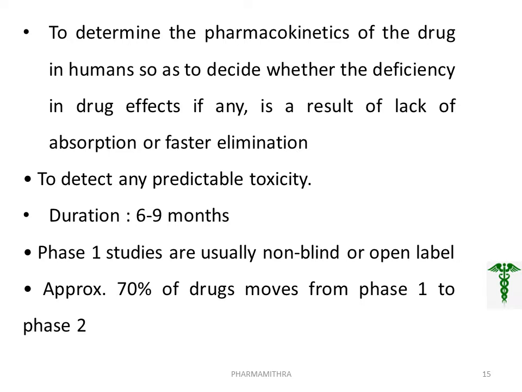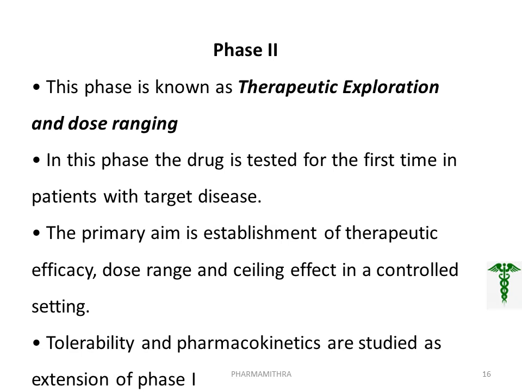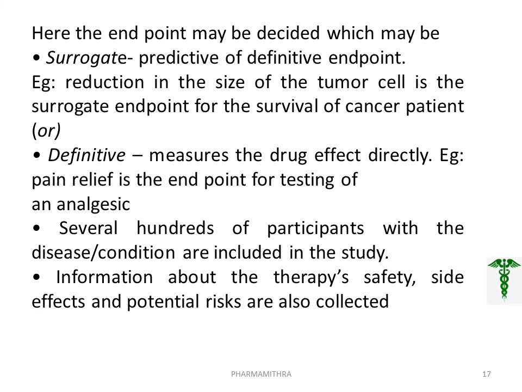Approximately 70% of drugs will move from phase 1 to phase 2. So, what is phase 2? Phase 2 is also known as therapeutic exploration and dose ranging. In this phase, the drug is tested for the first time in patients with the target disease, and we are finding out the therapeutic efficacy, dose range, and ceiling effect. So we can tell that phase 2 is the extension of phase 1.